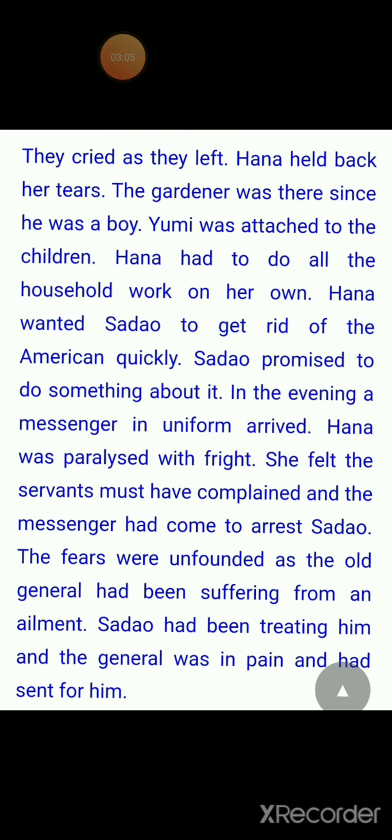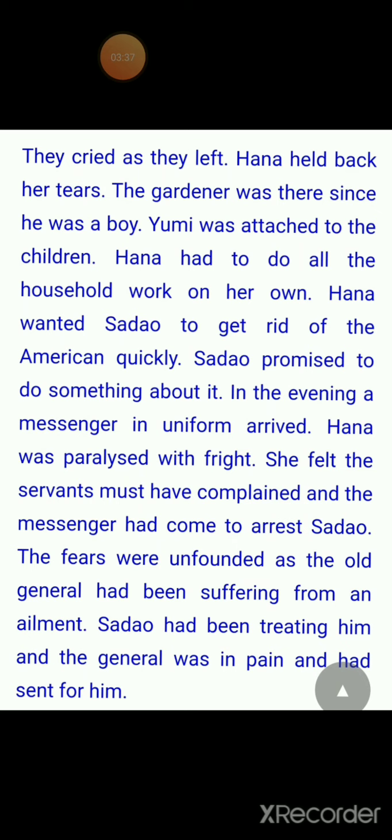Hannah held back her tears because they were so attached to each other. The gardener was there since he was a boy. Yumi was attached to the children. Hannah had to do all the household work on her own. Hannah wanted Sadao to get rid of the American quickly. Even the wife wanted to get rid of the American as soon as possible. Sadao promised to do something about it.